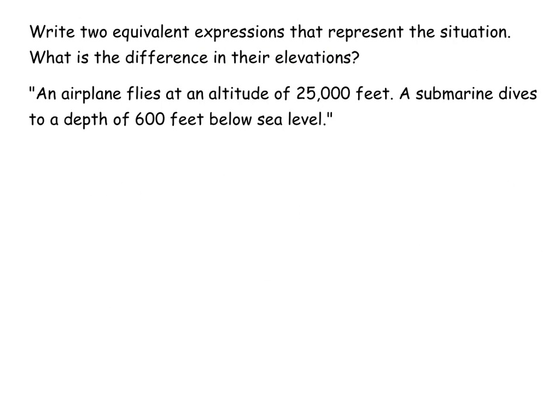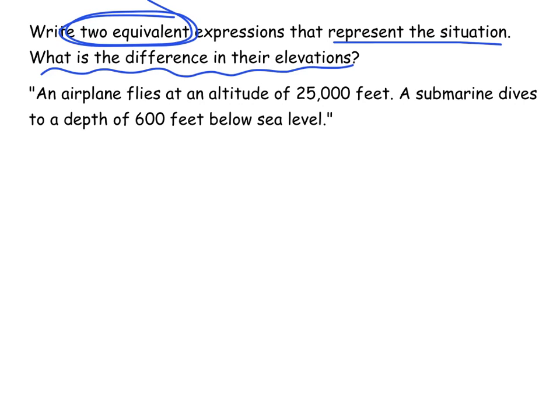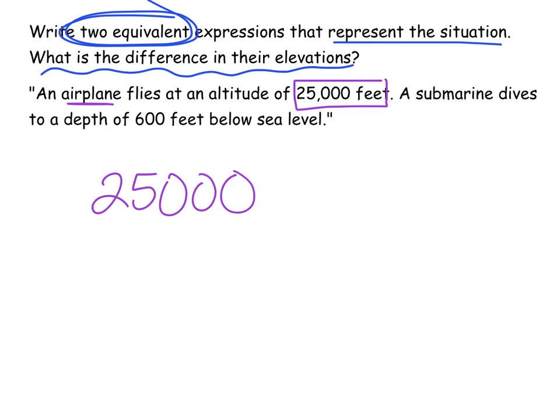The first type of story problem we're going to be working with is we have to write two equivalent expressions that represent the situation. And then we have to answer the question, what is the difference in their elevations? So our first one says an airplane flies at 25,000 feet. Wow. A submarine dives to a depth of 600 feet below sea level.